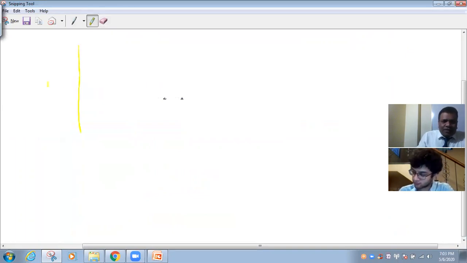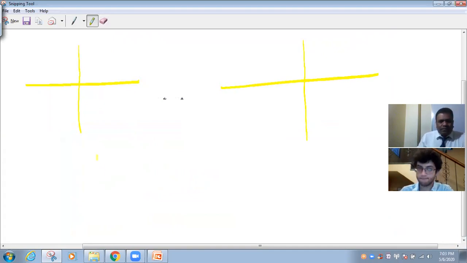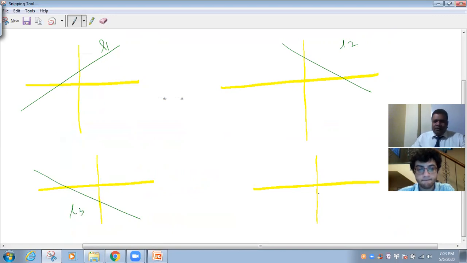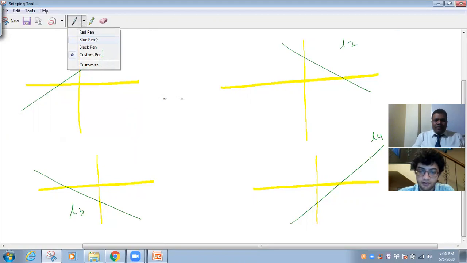This is the coordinate axis. 1, 2, 3, 4. Now let me take a line. This line could be L1. This line could be L2. This line could be L3. And this line could be L4. Now your job is to figure out whether the slope of the line is positive or negative.